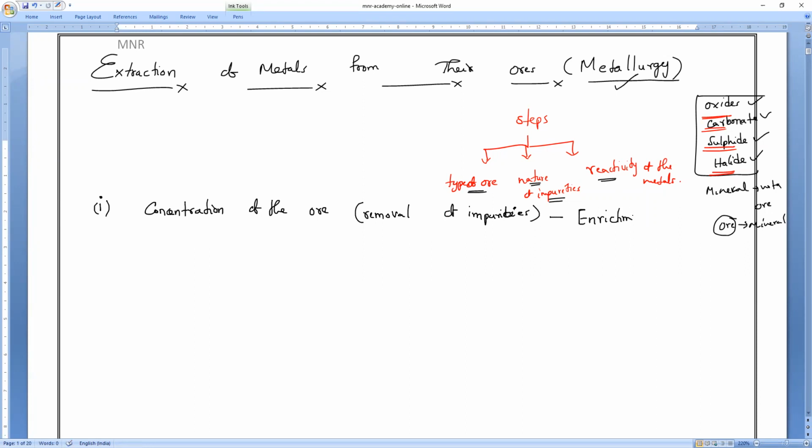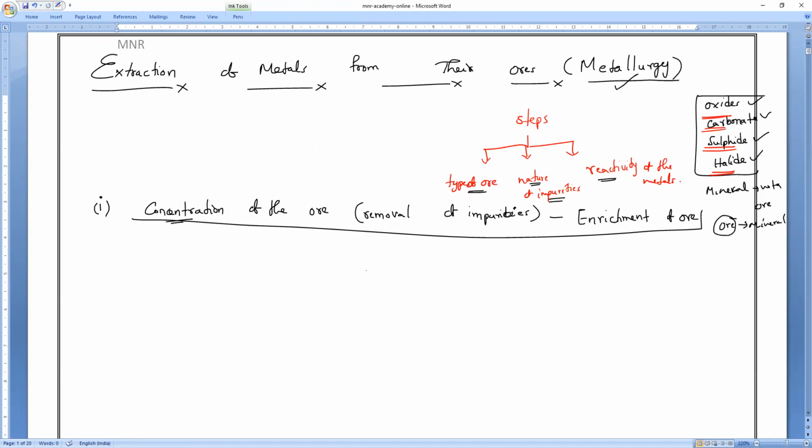Yes, please. Enrichment of ore means increasing the concentration. It means we try to remove the basic impurities, though it is not possible to remove them completely. If they remain, they may create a problem during the metallurgical purification process, so we have to remove them. The major impurities, like sand, soil, clay and stones, are removed from the ore. That is what we call concentration of the ore.